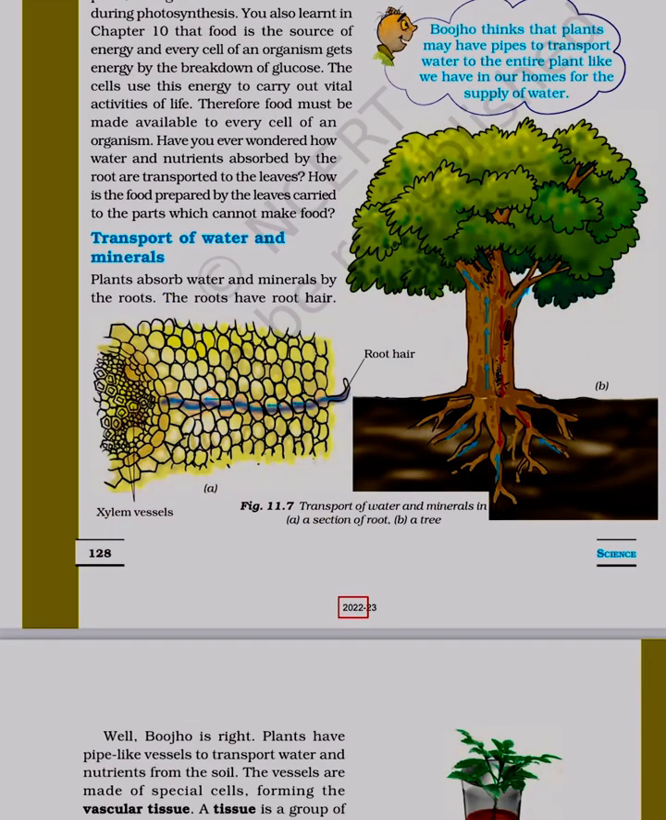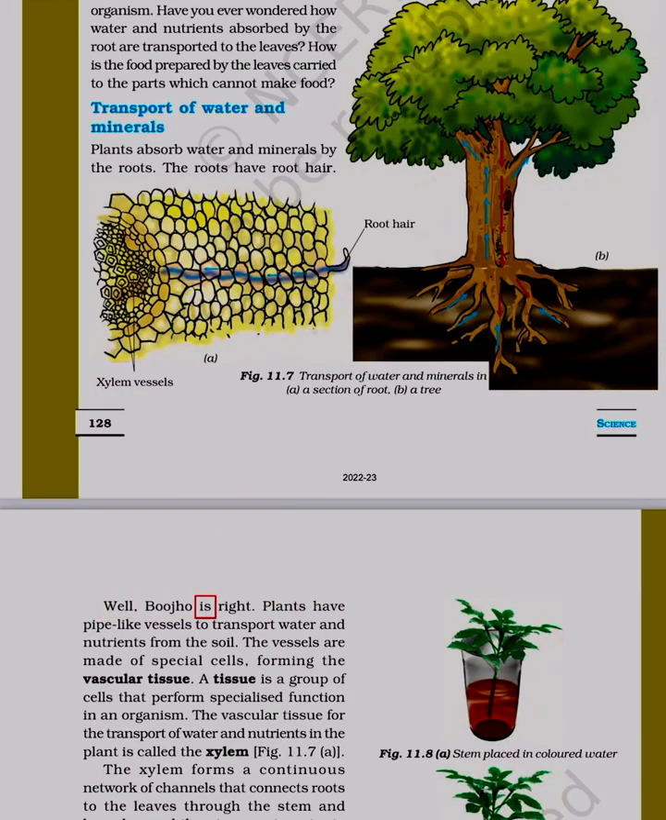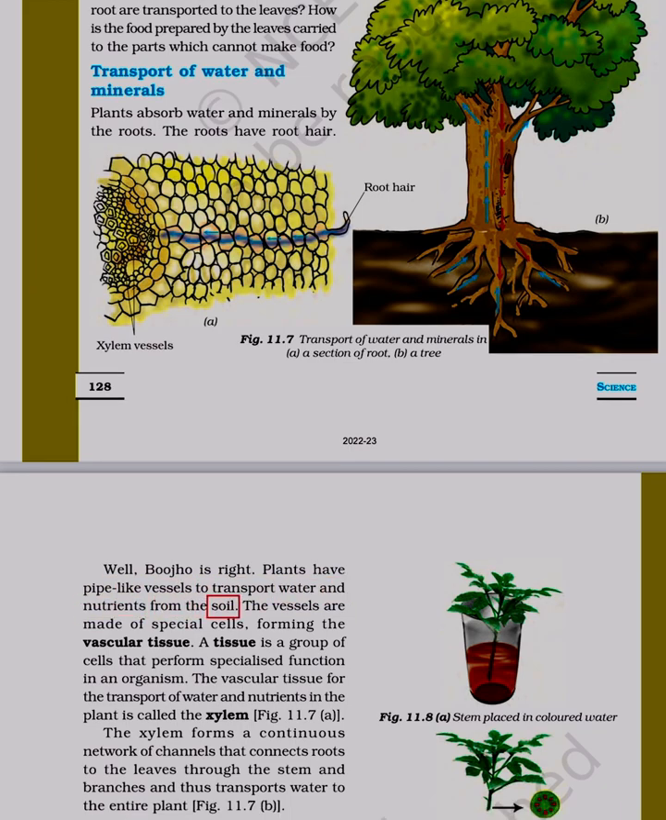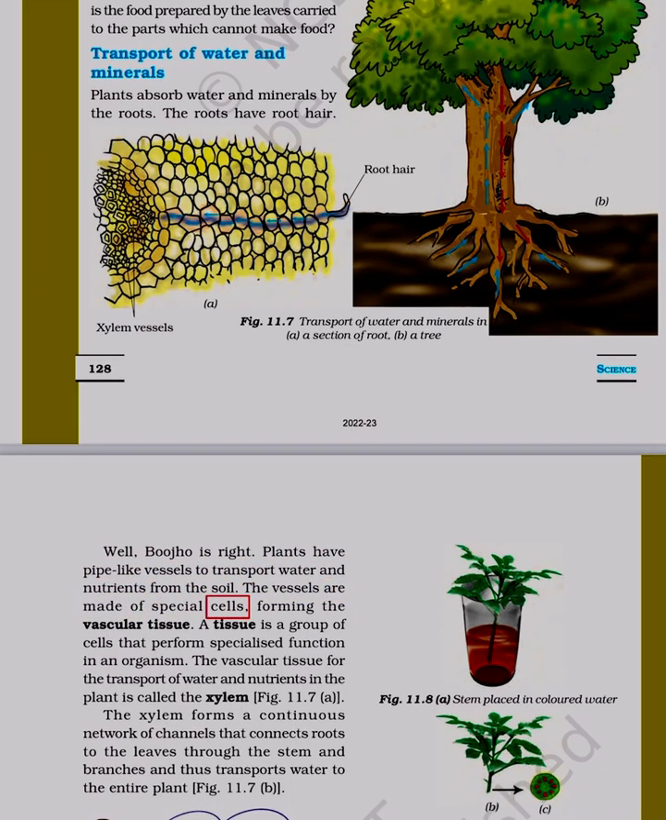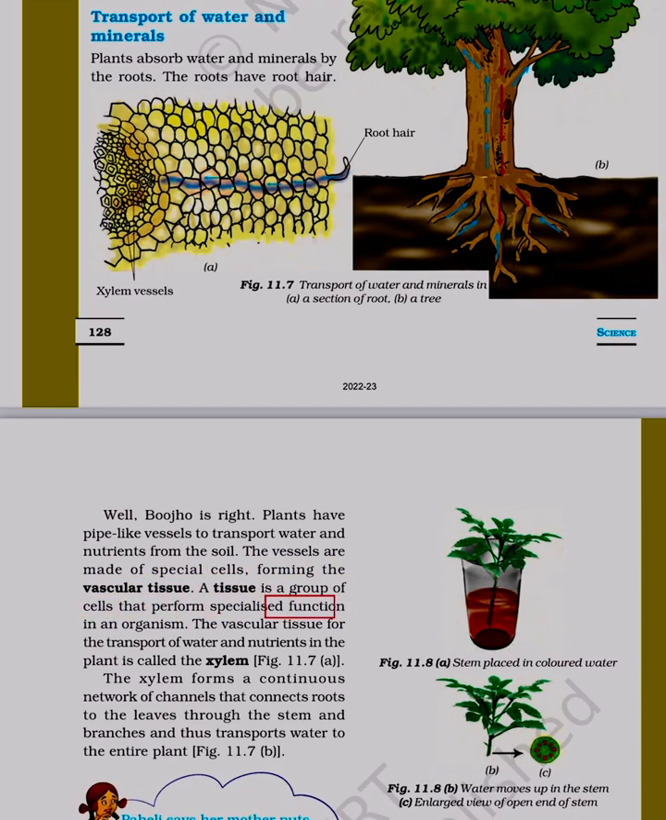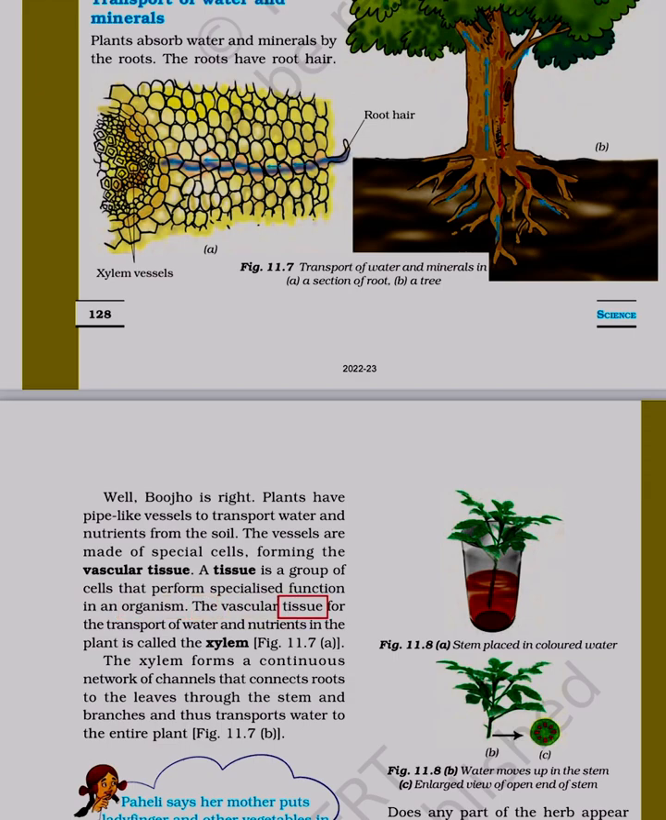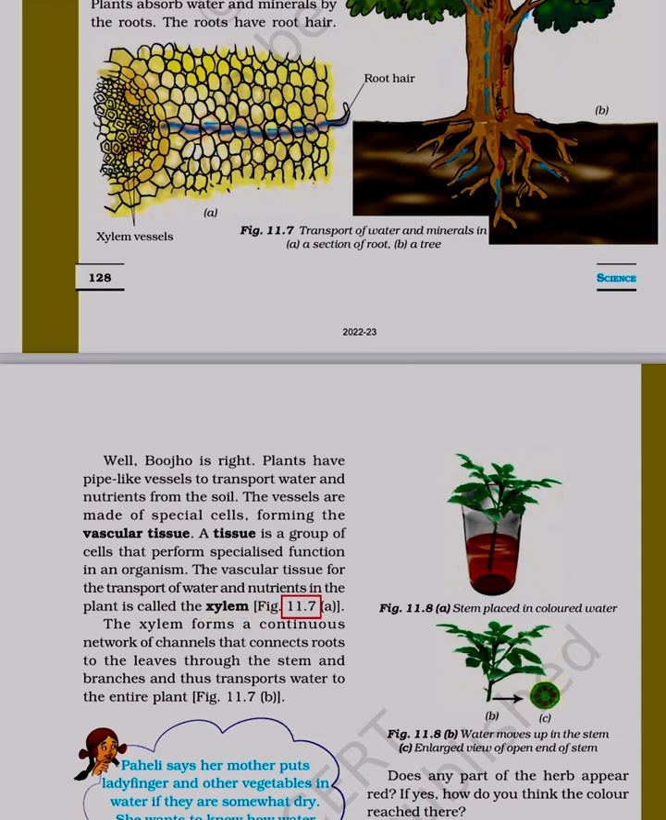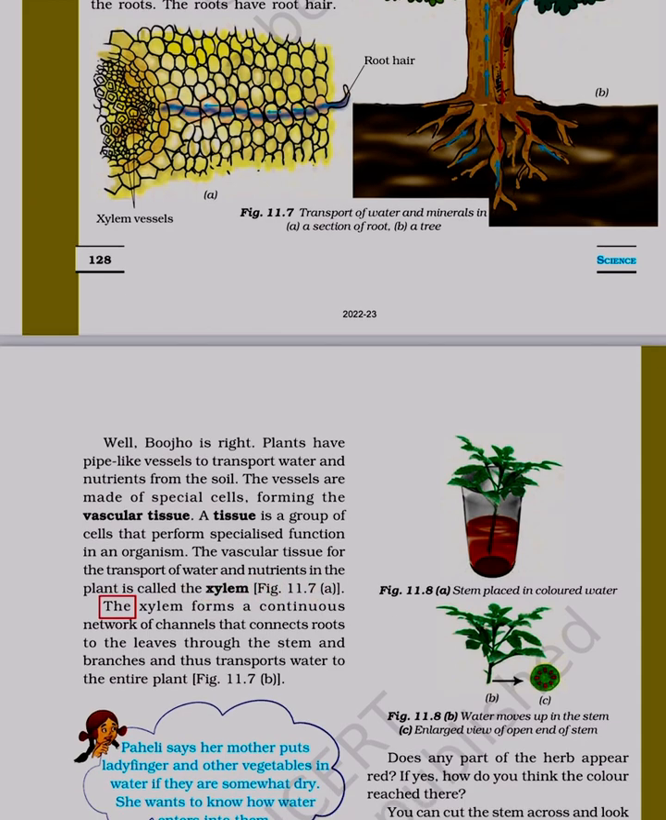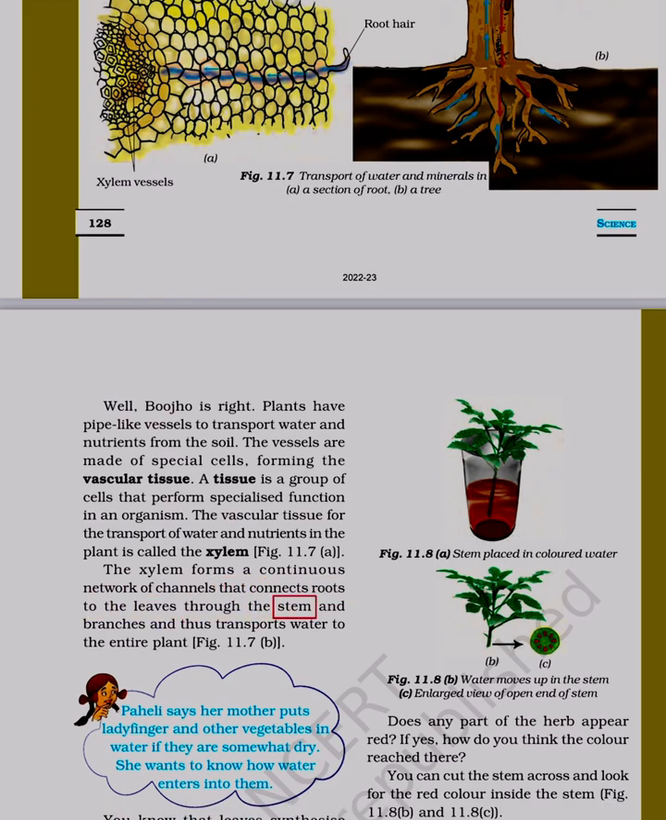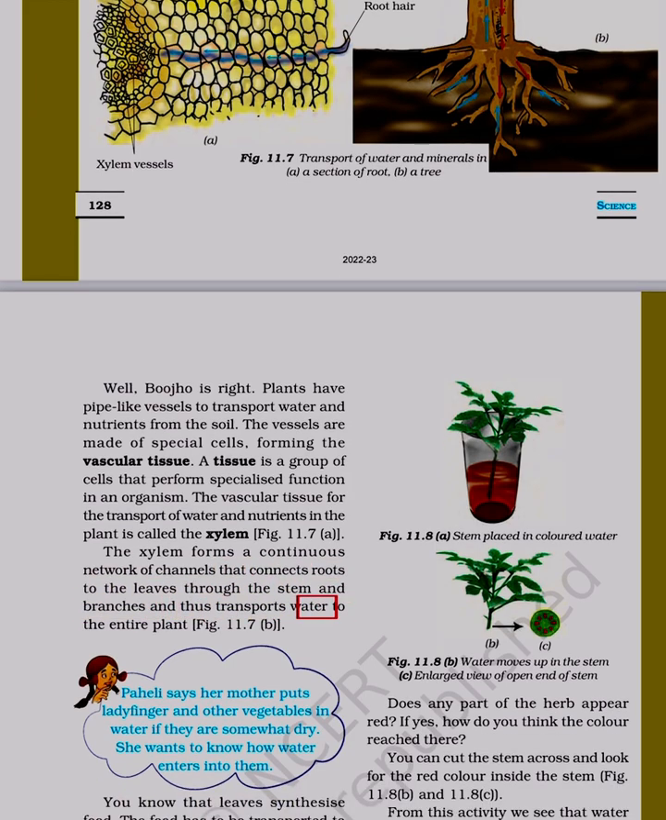Well, Bujho is right. Plants have pipe-like vessels to transport water and nutrients from the soil. The vessels are made of special cells, forming the vascular tissue. A tissue is a group of cells that perform specialized function in an organism. The vascular tissue for the transport of water and nutrients in the plant is called the xylem. Figure 11.7. The xylem forms a continuous network of channels that connects roots to the leaves through the stem and branches and thus transports water to the entire plant.